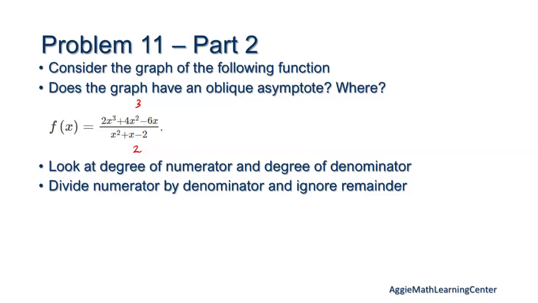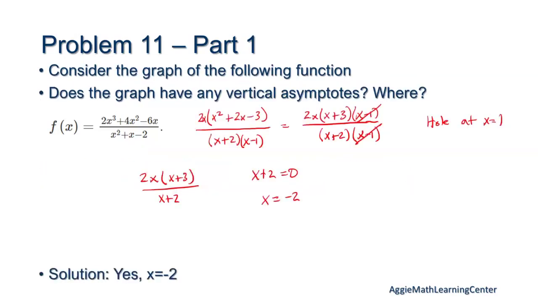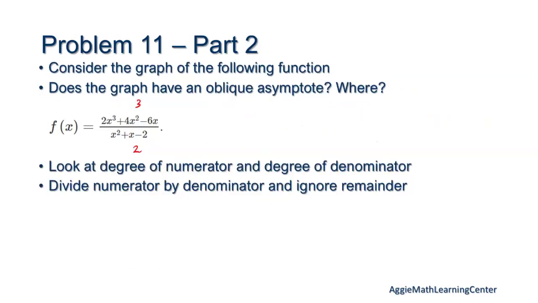So we looked at the degree. Now we're going to divide the numerator by the denominator and ignore the remainder. We can do this either from the original function or from the reduced function. And the reduced function is a little easier, so I'm going to do it with that. So you have 2x, sorry, x plus 3, divided by x plus 2.